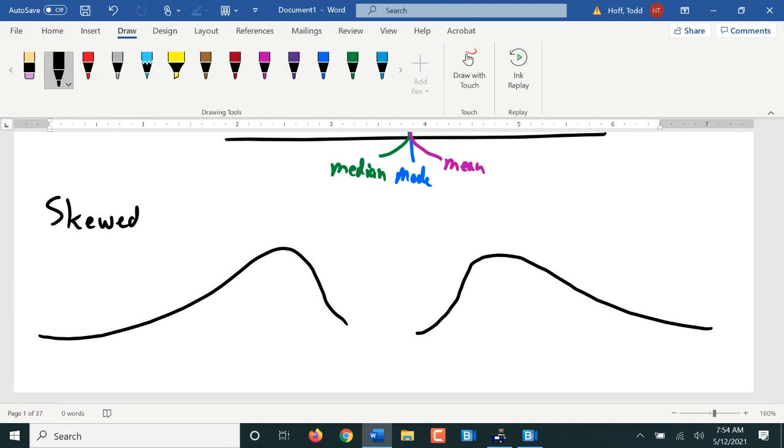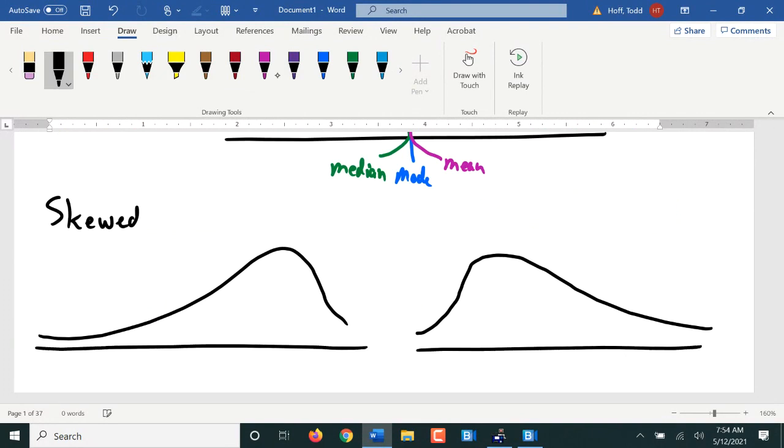So I'm exaggerating both of those a little bit. This one over here is called skewed left, or lower skewed, because it's the lower end, the smaller numbers, where it's stretched out. The left end is where it's stretched out. And this one is called skewed right, or upper skewed, because it's the right side, or the higher numbers, that are stretched out.